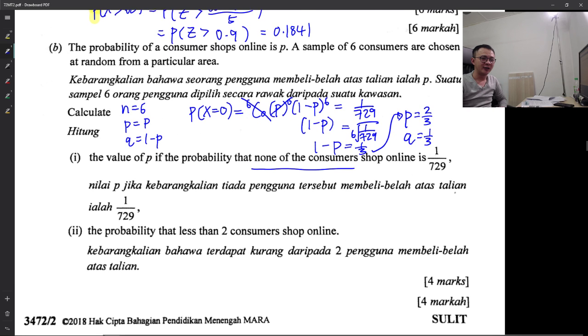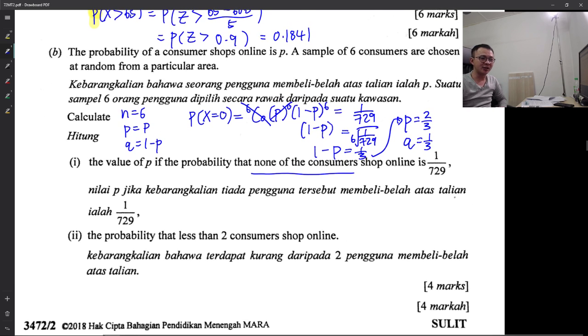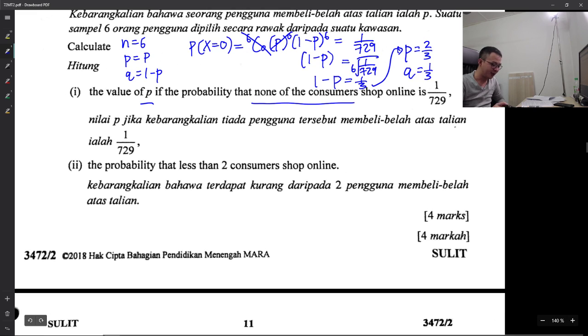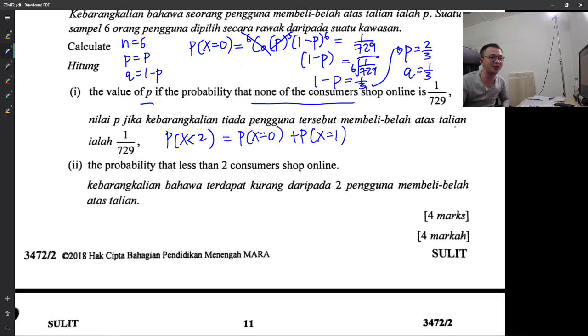Yeah, you can do the Q power of 6, then you will get that the Q value is 1/3. And after you know Q is 1/3, then you can find your P is 2/3. It's the same. After that, because they asked me to find the P, I just straight away change to 1 minus P. So for the probability that less than 2 consumers, x must be less than 2. Therefore, you can have probability x equals 0 plus probability x equals 1. We cannot get x equals 2 because the question says must be less than 2.